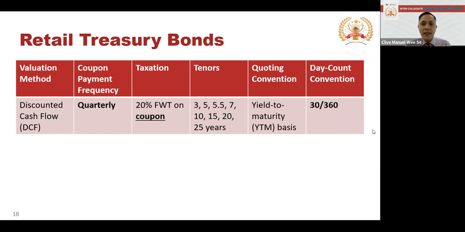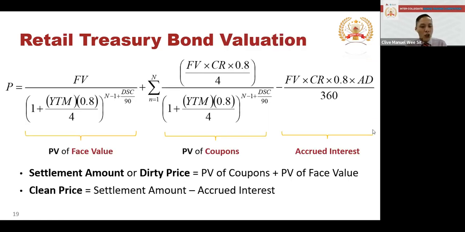RTBs, just like FXTNs, are quoted in the markets similarly as FXTNs, on a yield to maturity basis. And then it also uses the same day count convention where you assume 30 days in a month and 360 days in a year. So you'll notice the formula is very similar, but the only difference here is you have divided by 4 on this part of the equation because your cash flows, your coupons are paid out 4 times a year, hence divided by 4.